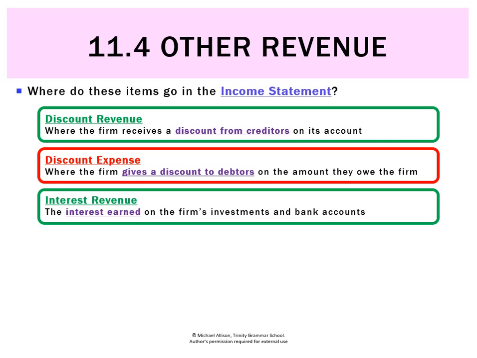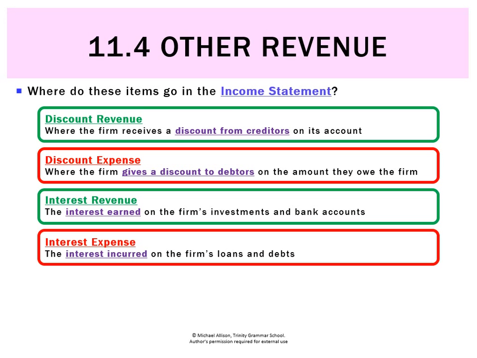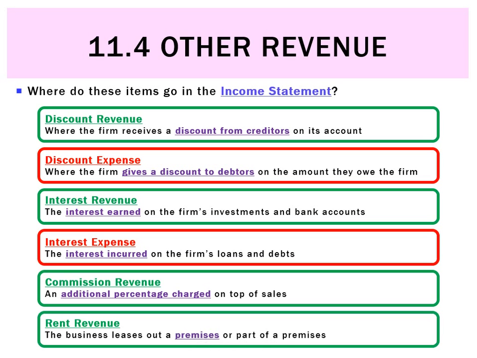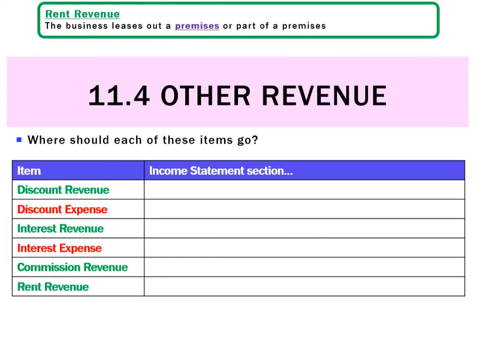Interest revenue, we know about sales. Is interest revenue going to go with sales or revenues as well? Interest expenses, is that just a regular expense? Where does that go? And lastly, a commission, an additional percentage charged on top of sales. We'll have a look at that in a little more detail later. Another possible thing that's come up in previous exams is rent revenue. Maybe we have another building that we rent out. Does that go with regular revenue or should it go in a separate category?